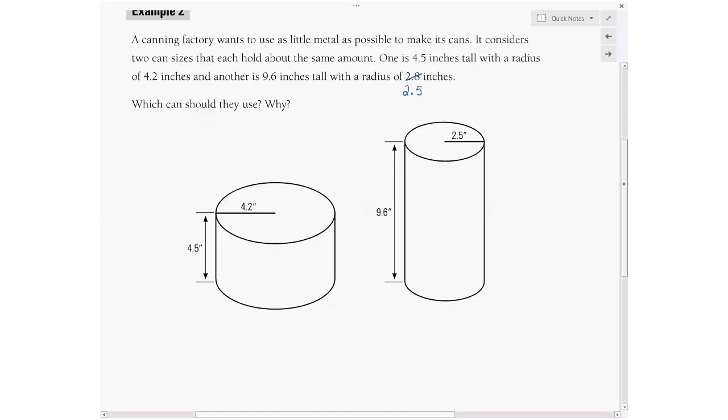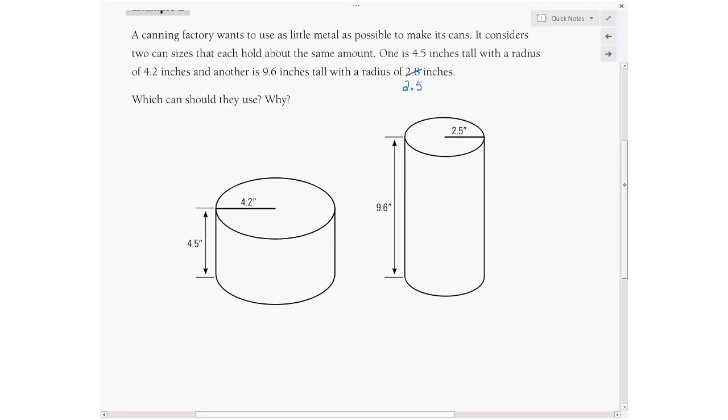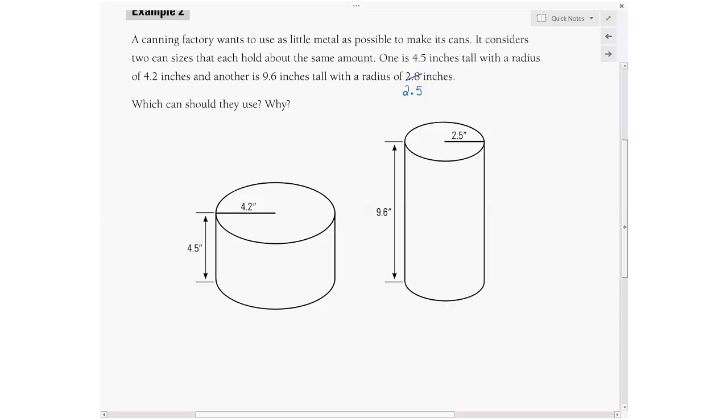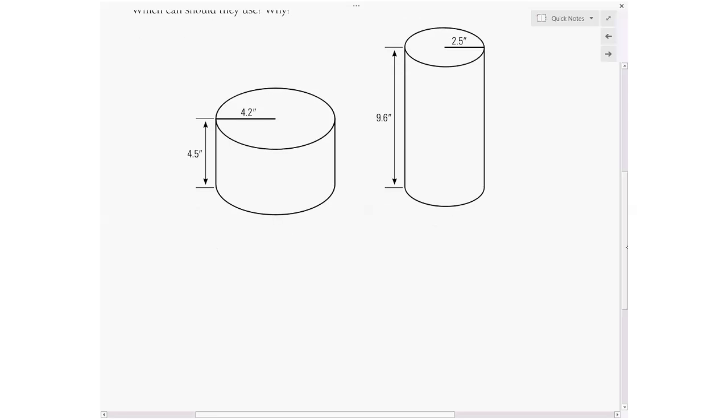So we want to use as little metal as possible. If we're using metal, we're making the outside of the can. So we've got to figure out the area of the outside of the can. So that's a surface area. Now, we have a formula for a cylinder. We're going to break it down first, and then I'll show you how the formula for the cylinder works.